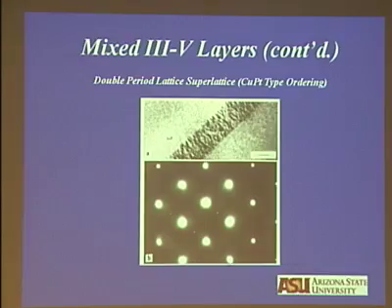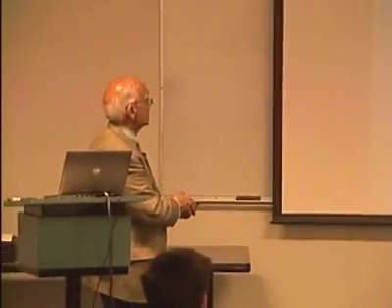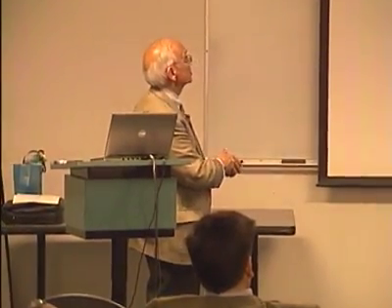Now I'll explain later how ordering comes in, but you see these two sets of spots due to ordering. Ordering occurs on 2 of the 4 111 planes. I don't think I have time to illustrate or explain why only 2, but I'll show you the ordered structure we have.